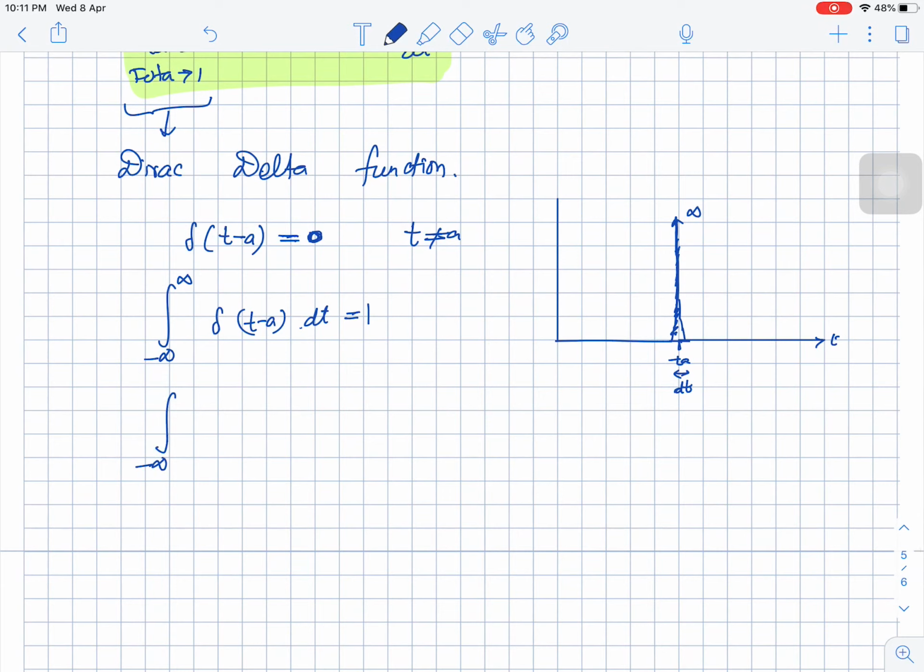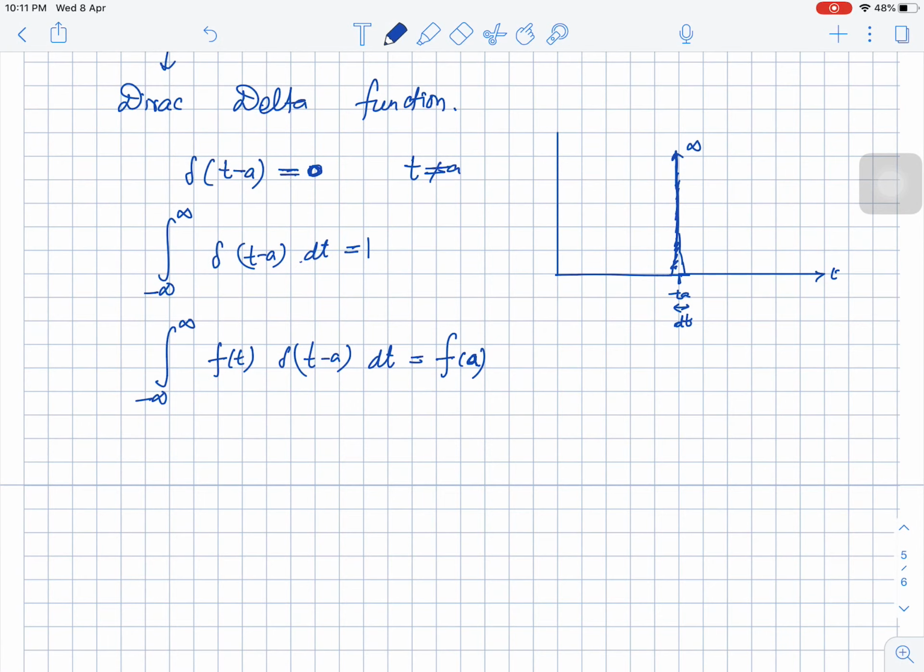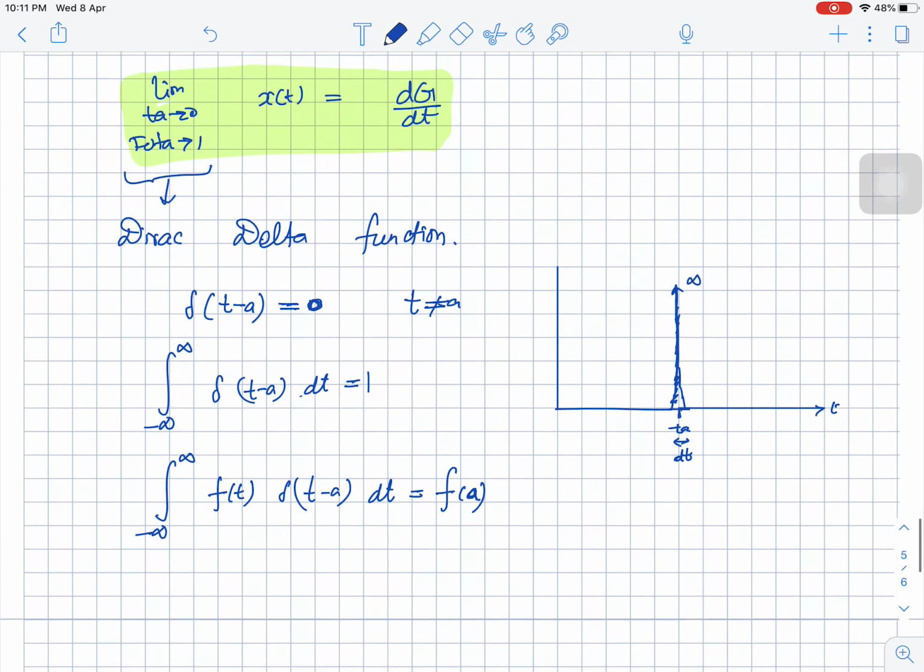So, there is another property: if you multiply any function f of t with the delta function, delta of t minus a, and integrate dt, you will get f of a, because at only one point you will get the result, and at all other points you will get 0. So now we need to find the response of impulse functions.